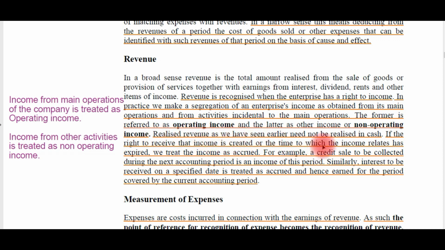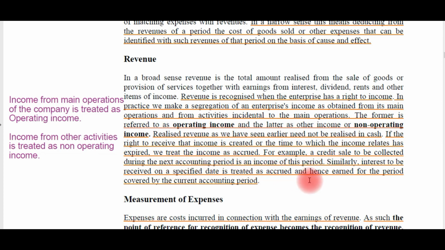Realized revenue, as we have seen earlier, need not be realized in cash. If right to receive that income is created or the time to which the income relates has expired, we treat the income as accrued. It means if the accounting period is crossed and the right to receive the amount is generated, then it is treated as an accrued amount.